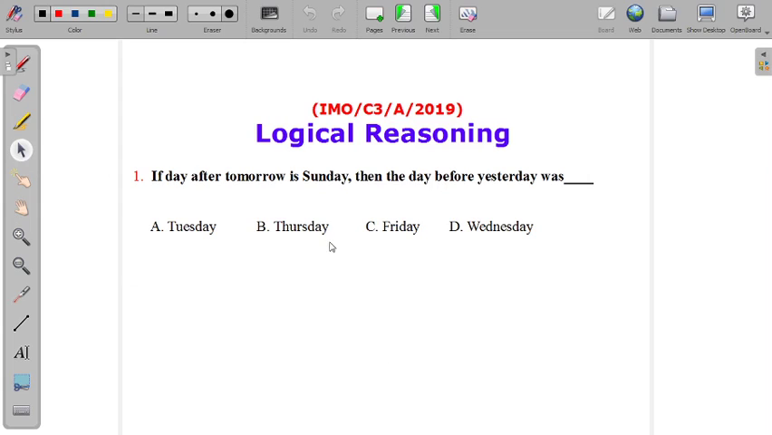Let us see here. Say the first one is today. Let us write it down here. Say this is today. After today it will be tomorrow, then day after tomorrow. Similarly, before today is yesterday, and then day before yesterday.